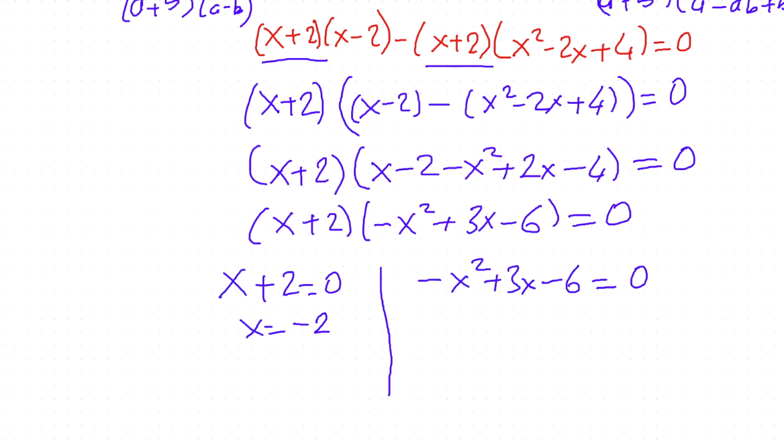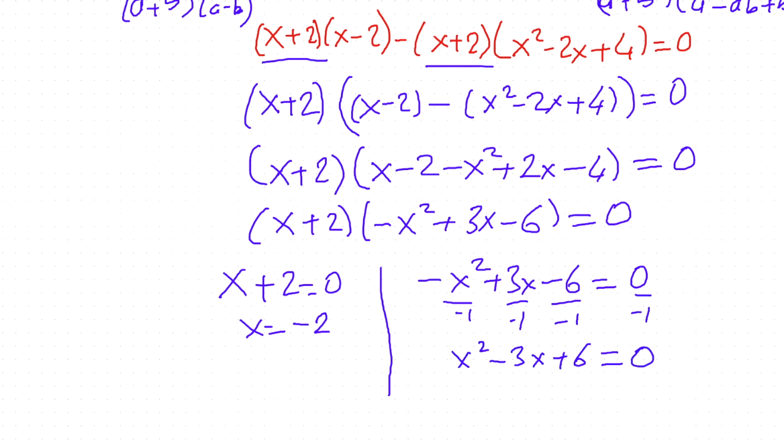For this, mostly students don't want to deal with a negative number as the coefficient of the x squared. So what you can do is multiply or divide each side by negative 1. Let's divide them all by negative 1 to get rid of the negative on the x squared, which gives you x squared minus 3x plus 6 is equal to 0.